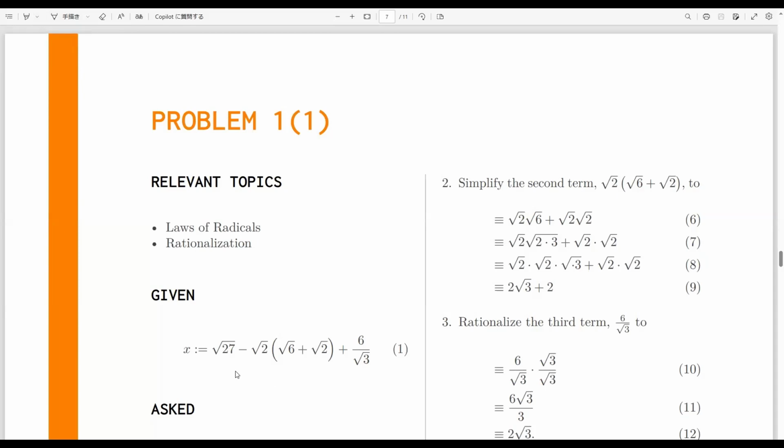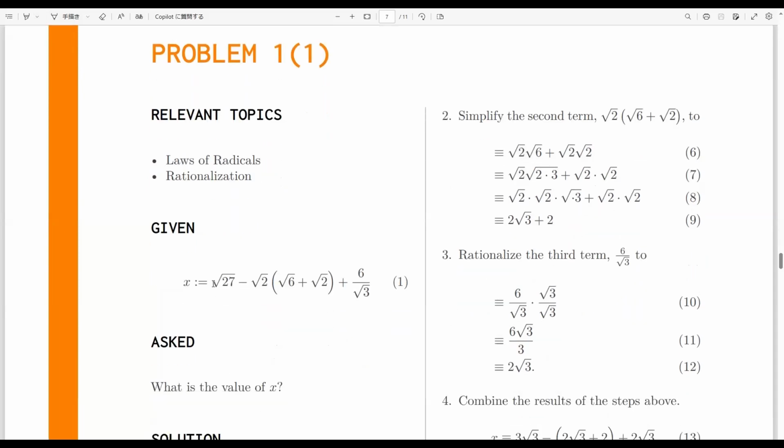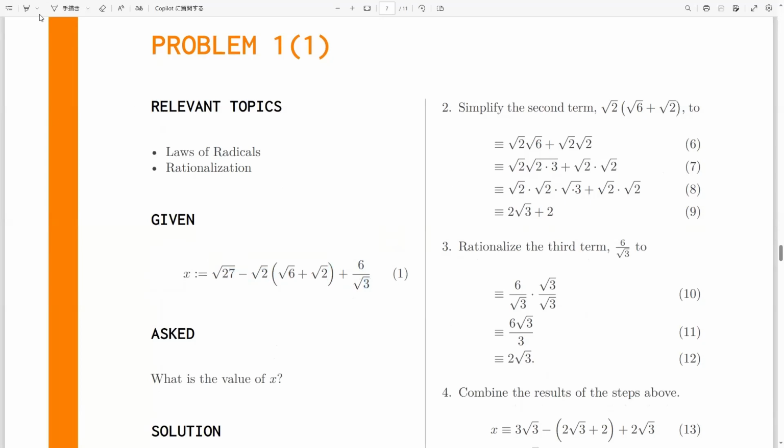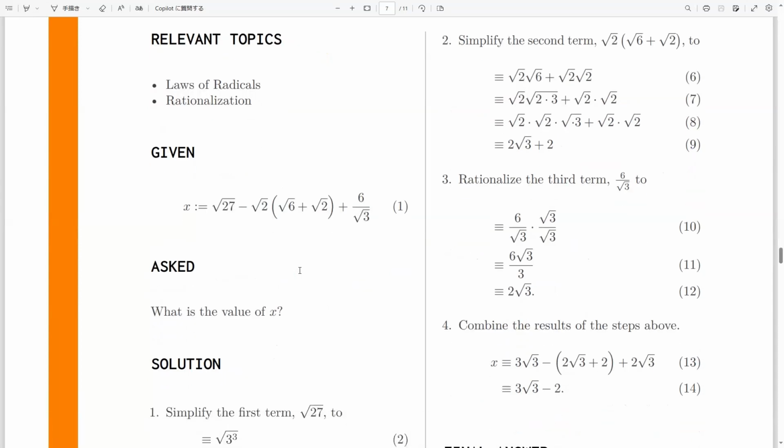Here we are asked to simplify this expression out here. So we start out by looking at the parts of this expression. There's this, and then this second part, and finally the third part out here. So first, we want to simplify the parts.